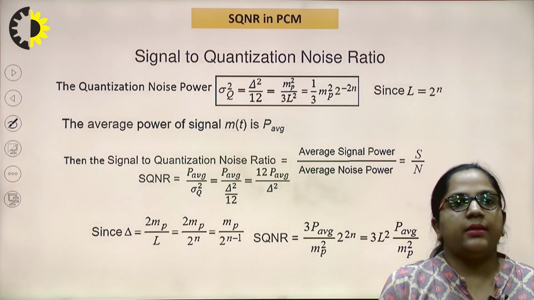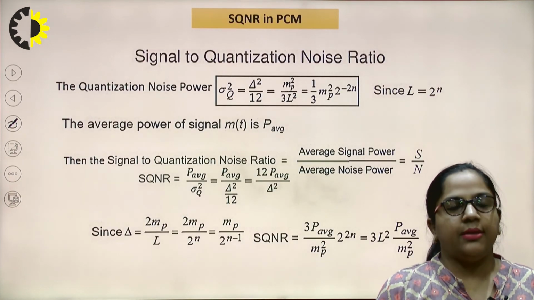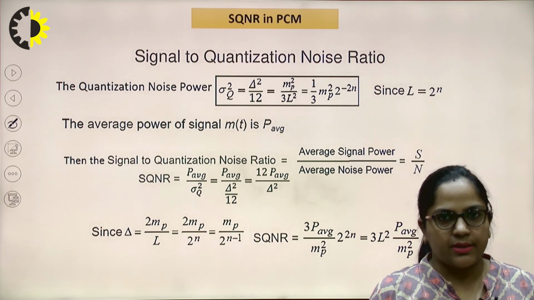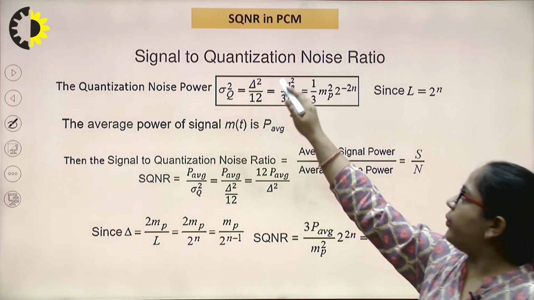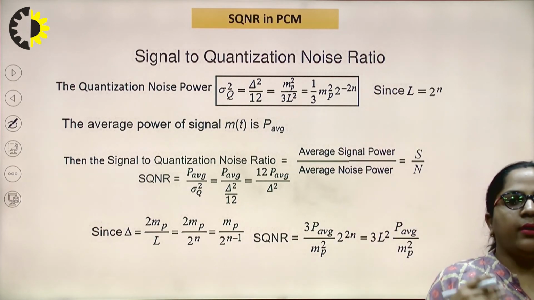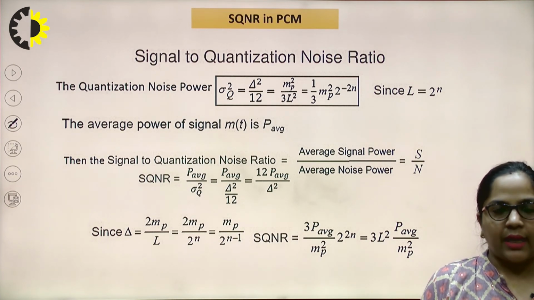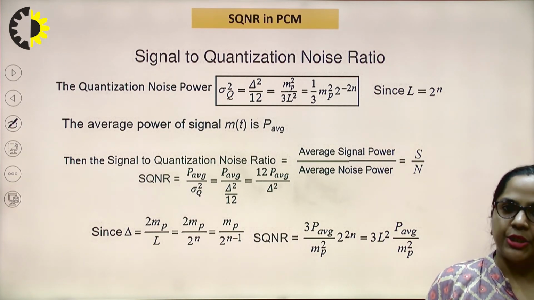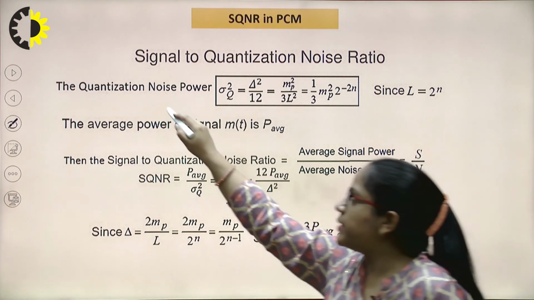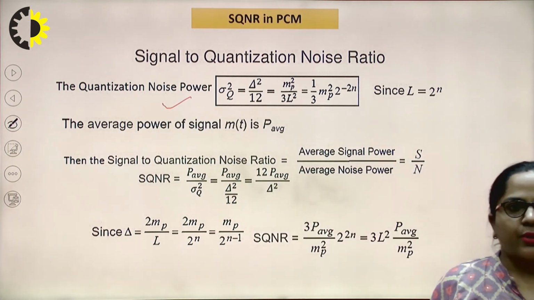The next topic is signal to quantization noise in the case of a PCM system. How can we calculate the signal to quantization noise ratio? We can calculate it with the help of the average signal power to the quantization noise power. The quantization noise power we have calculated as Δ² by 12.